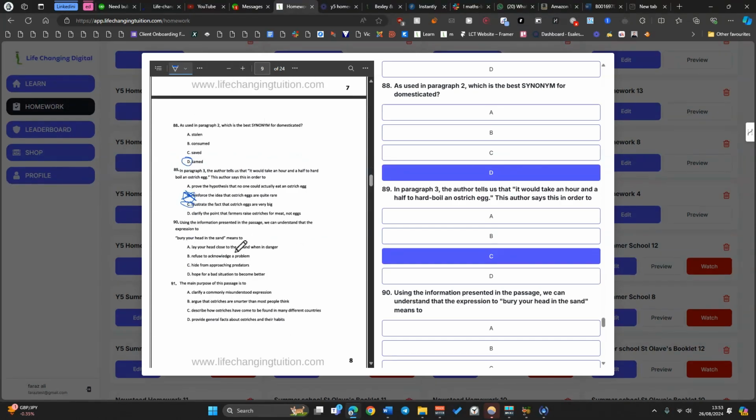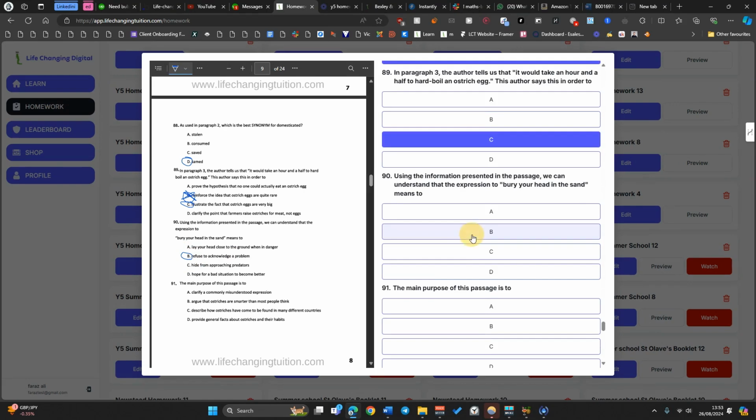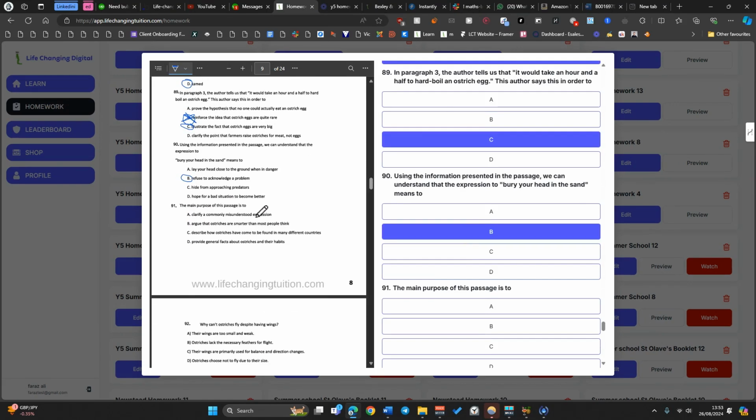Well, there's the explanation there. So, someone who is refusing to acknowledge a problem. Question 90, that would be B. The main purpose of this passage is to clarify a commonly misunderstood expression. Not quite. It does that in the last paragraph, but that's not the whole passage.